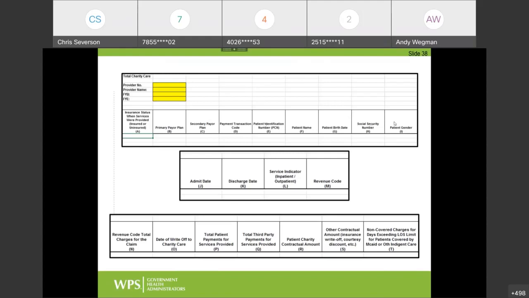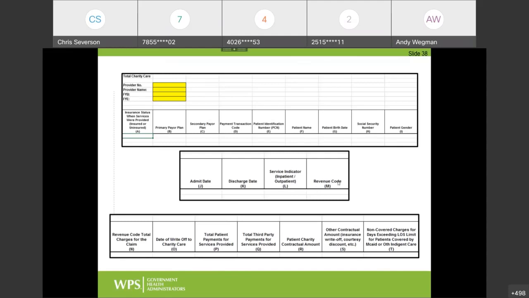Obviously, some patient identification. Here's the gender that I said is a little bit unusual. Of course, admit and discharge. It doesn't necessarily have to be within this period, though it should generally be pretty close. Otherwise, why was it written off so late? Inpatient or outpatient. And then here is the revenue code deal.